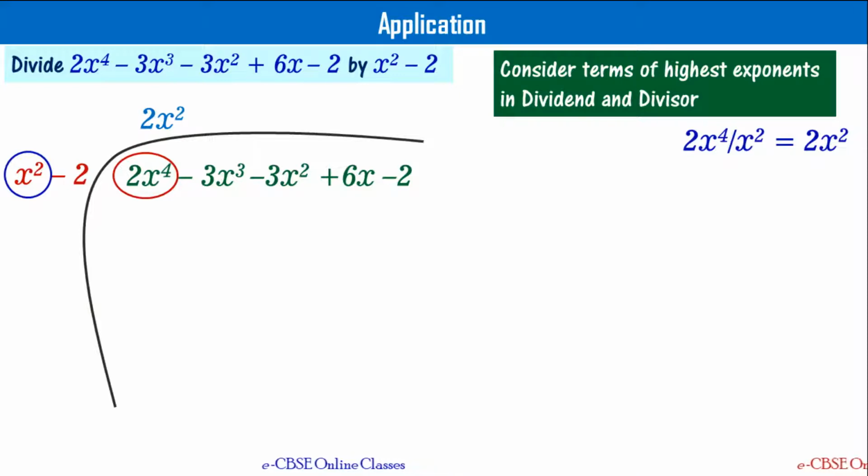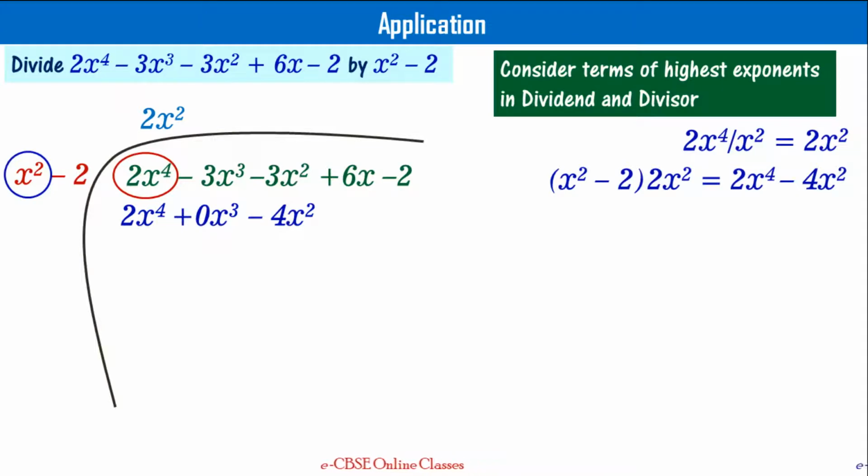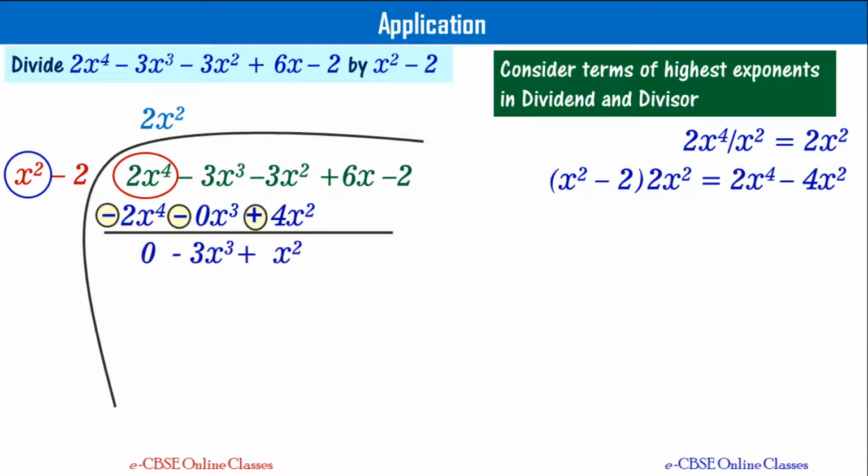Now we have to multiply x square minus 2 with 2x square. The answer is 2x power 4 minus 4x square. This has to be subtracted from the dividend given. And when you subtract out, what you get is minus 3x cube plus x square. Now let's bring down plus 6x. So the expression we have now is minus 3x cube plus x square plus 6x.